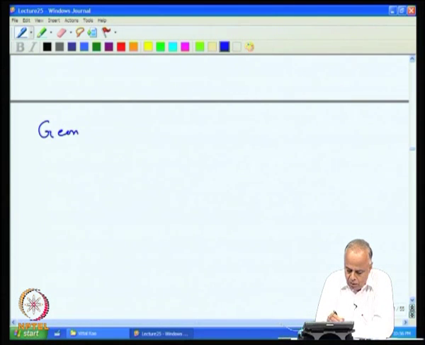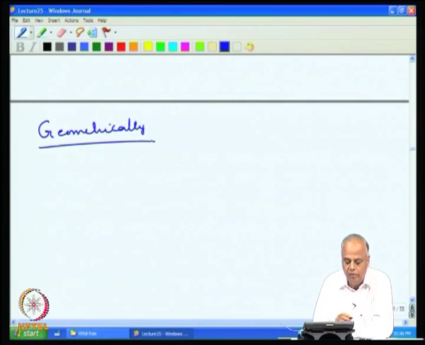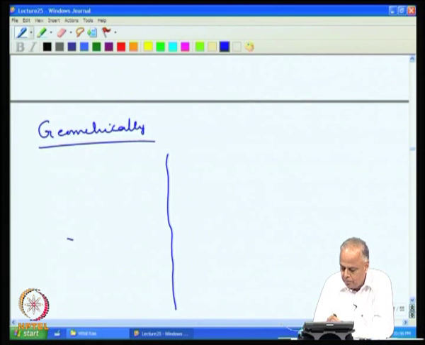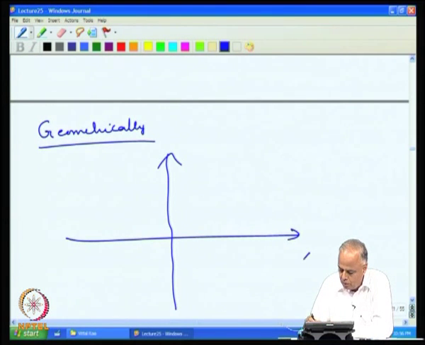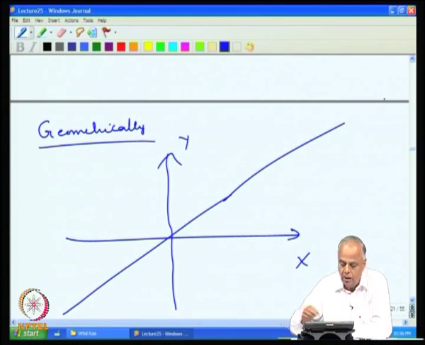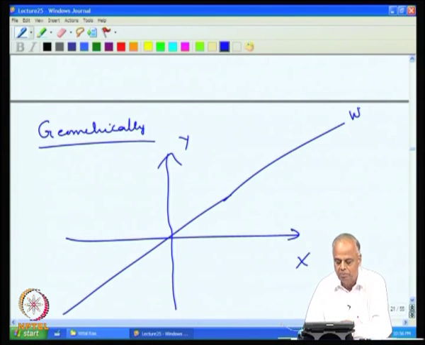Geometrically, what this does is the generalization of the following fact that we know in two dimensions. Let us take two dimensions, this x and y axis. Suppose the notion of a subspace is a line passing through the origin. So, let us say this is the subspace, a line passing through the origin.